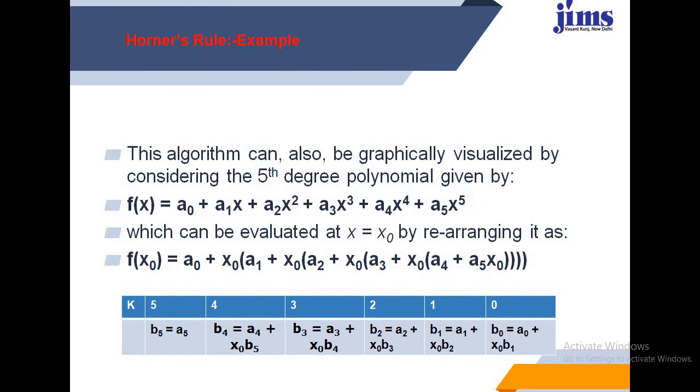Example of the Horner rule is this. Let you have a fifth degree polynomial. You can write the fifth degree polynomial like this: a0 plus a1x plus a2x square plus a3x cube plus a4x4 plus a5x5. You are looking here at how many terms we have? We have 0 to 5, so 6 terms. You can rearrange these terms according to the Horner rule.